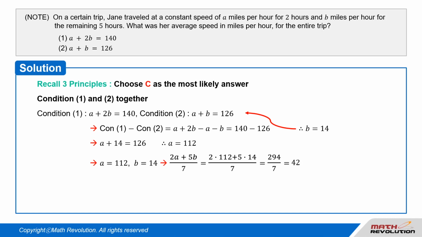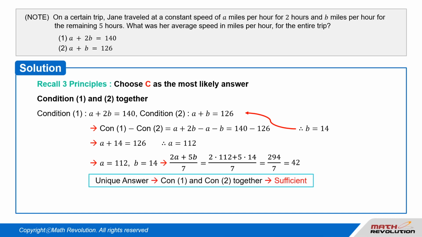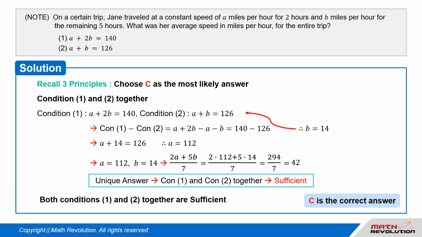So, (2A + 5B) over 7 equals (2 times 112 plus 5 times 14) over 7 equals 294 over 7 equals 42. Since it is a unique answer, conditions 1 and 2 combined are sufficient. Both conditions 1 and 2 are sufficient, so C is the correct answer.